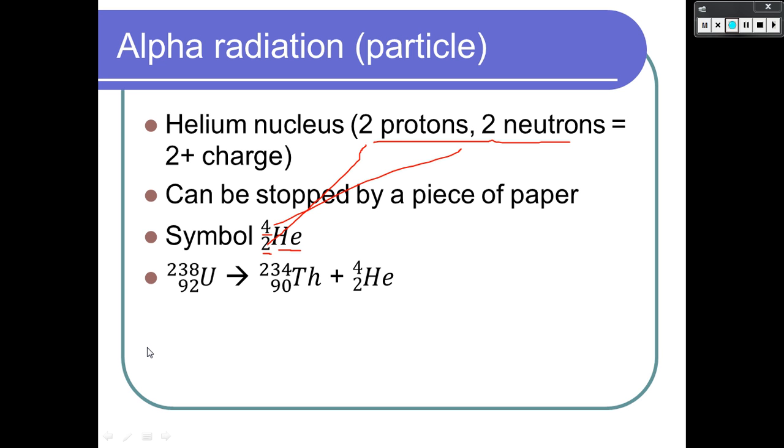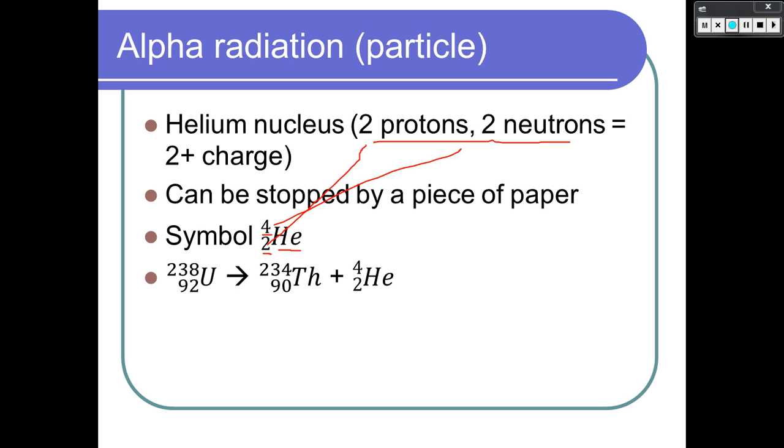So this is then what we would write as a reaction. Here we have the isotope uranium-238, and uranium has 92 protons, and then uranium-238 has whatever 238 minus 92 is.